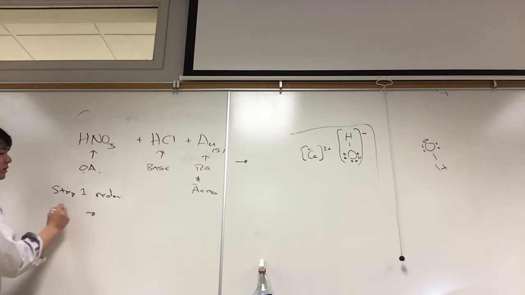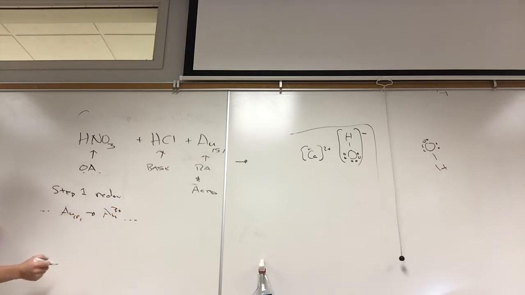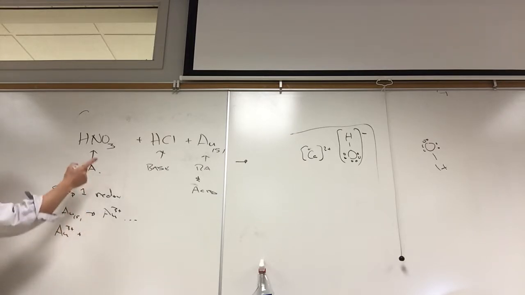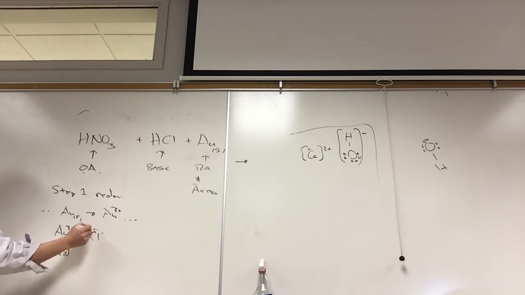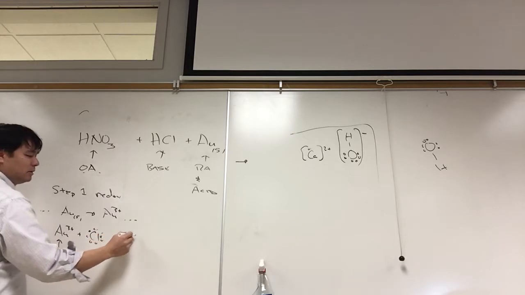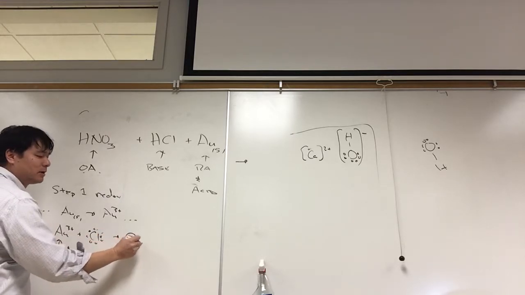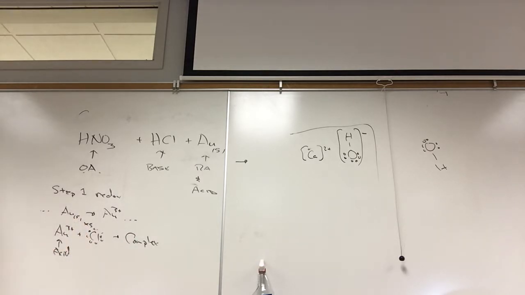In step one, we have redox. And in the redox, the gold solid gets converted into gold 3 plus. Gold 3 plus is totally unstable. And so gold 3 plus gets attacked by the base. And so this becomes our acid here, and our base is chloride. The base attacks this and forms a complex, which we'll talk about, with excess chloride. And so the HCl is just to provide the chloride, which acts as the base.